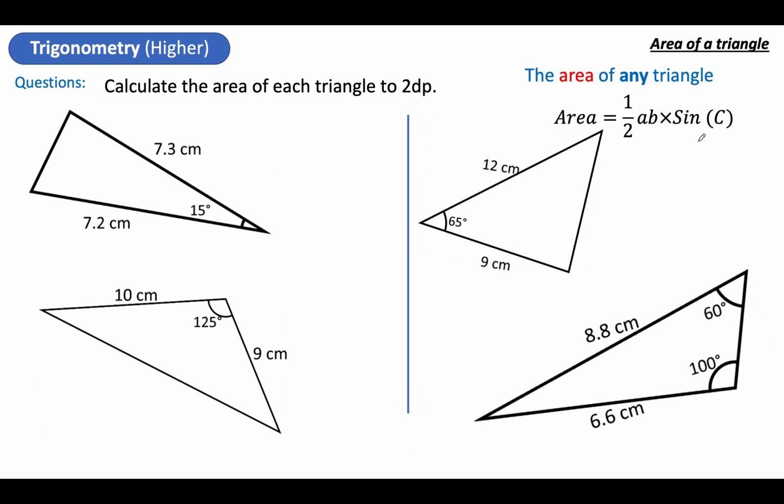Okay, we have unpaused. So let's go. Right, area equals, remember, it's half AB sine of C. So half times by 7.2 times by 7.3. Remember, they can go in any order. It doesn't matter which way round they go. Times by sine of 15.